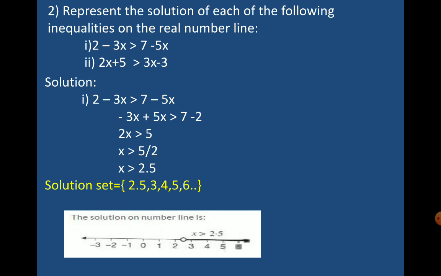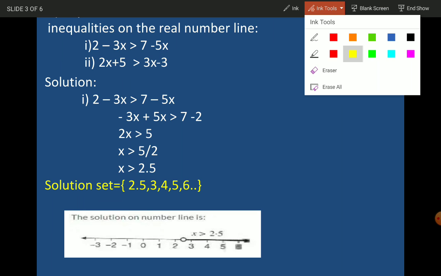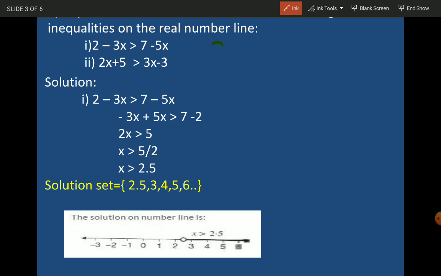Second question: represent the solution of each of the following inequalities on the real number line. Same as before, we have to solve the sums and, using that solution set, draw the number line. So here we are going to solve the first sum. The first sum they have given is 2 minus 3x greater than 7 minus 5x.